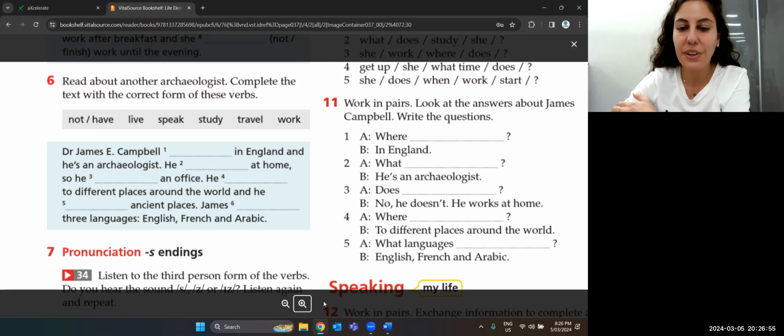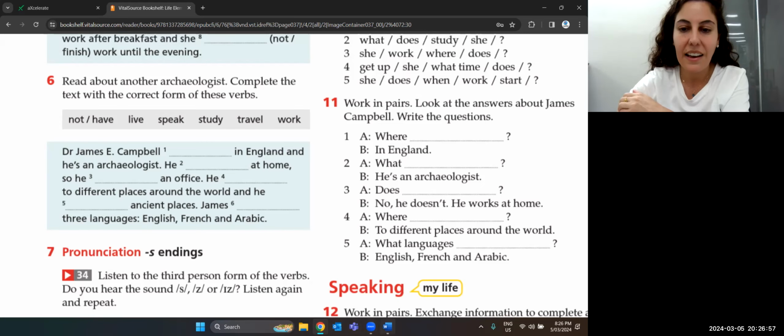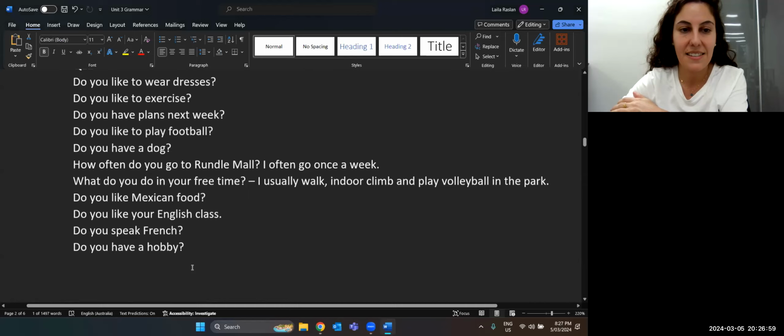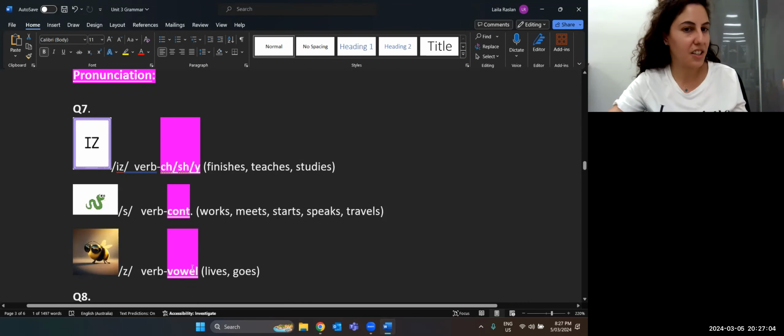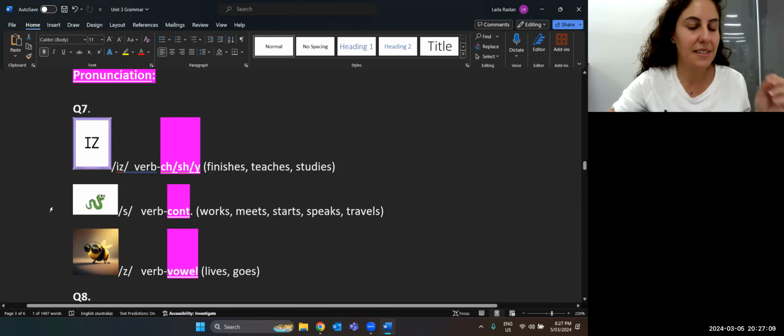Okay, so just with some pronunciation, when we are adding that S to our action word, we need to know how we pronounce it. There's a little bit of 3 different sounds. Now, the first sound is if the action word ends in a CH, SH, or Y, then it becomes like finishes. You've got the is, teaches, studies.